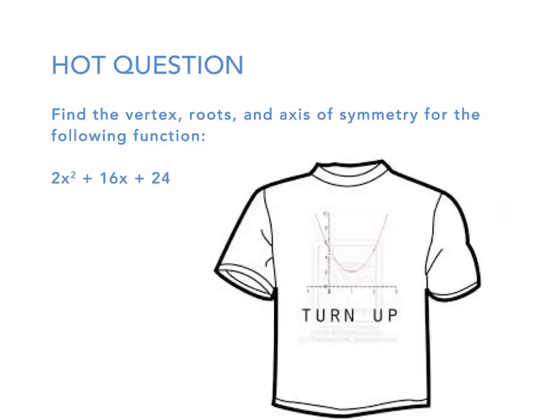Your hot question is to find the vertex, roots, and axis of symmetry for the following function: 2x squared plus 16x plus 24. Now remember, in the previous slide I told you what you have to do before you factor out a GCF, so make sure you do that.